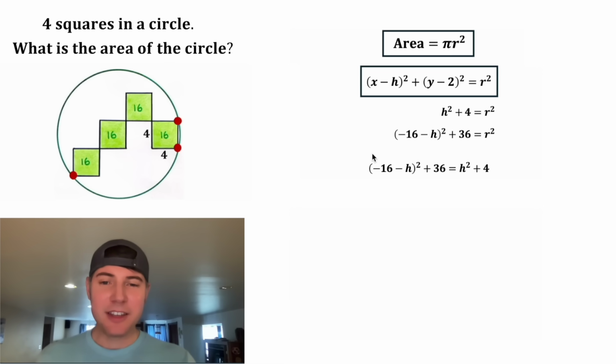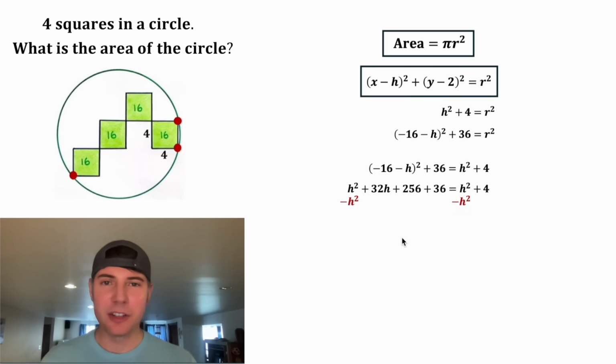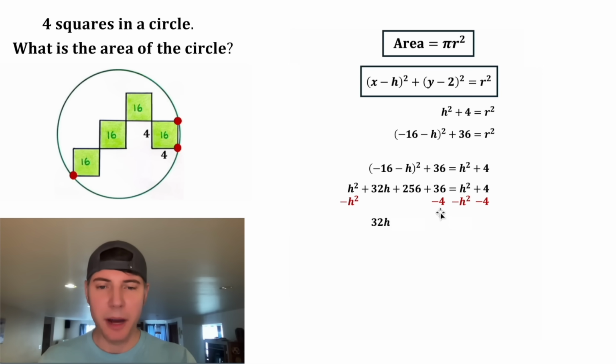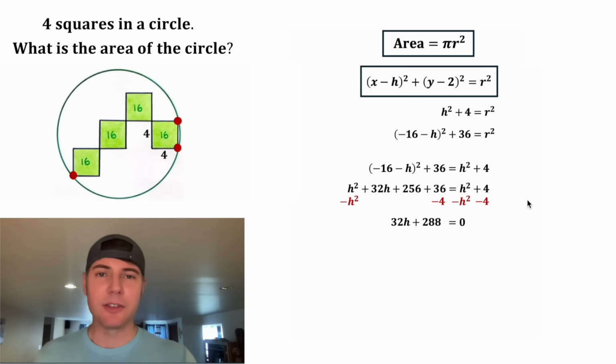On the left-hand side, this (negative 16 minus h) squared is the same thing as (negative 16 minus h) times (negative 16 minus h). After we multiply this out, it becomes h squared plus 32h plus 256. And then we can bring down everything else. We have an h squared on both sides of our equation, so let's subtract h squared from both sides of our equation. And I'm thinking in the same step, let's also subtract 4 from both sides. On the left-hand side, let's bring down the 32h, and 256 plus 36 minus 4 is equal to 288. And on the right-hand side, all this stuff cancels to give us 0.